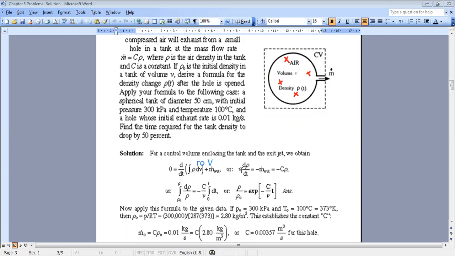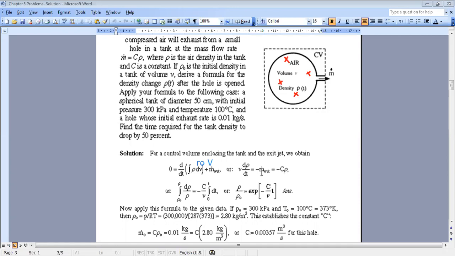So the volume of my tank times d rho by dt is equal to minus m dot out. As you can see, you obtained a relation with two variables, rho and t. So the next step is to do separation of variables. I will take c rho to this side, minus c times rho.